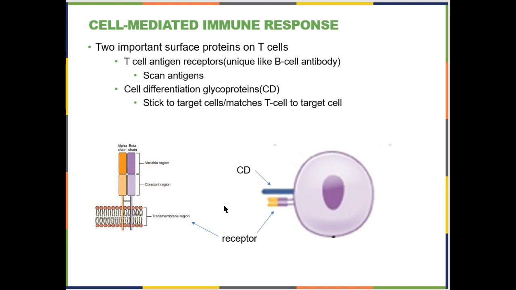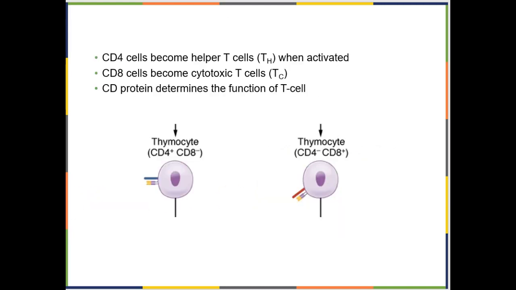It is going to scan or recognize antigens. What the CD protein does is match up different T cells with different types of antigens, or different what are called antigen presenting cells. So just to review, the CD4 protein, the cell differentiation glycoprotein 4, is on your helper T cells. Cell differentiation glycoprotein 8 is on your cytotoxic T cells.